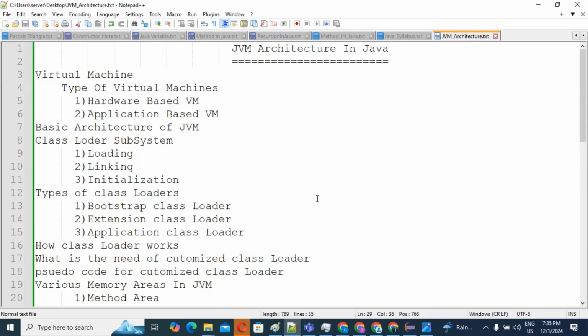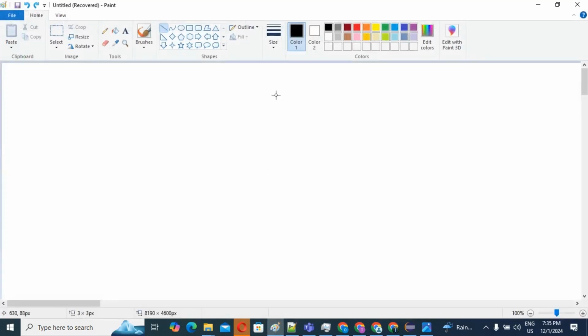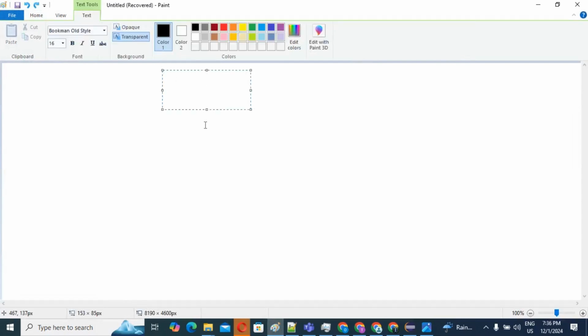So guys, without any delay we'll start with what a virtual machine is. Our main topic first is what is a virtual machine. Then we'll understand all the types of virtual machine. See, first I will open this. First we should know what is a virtual machine.